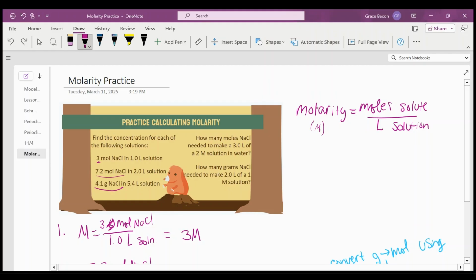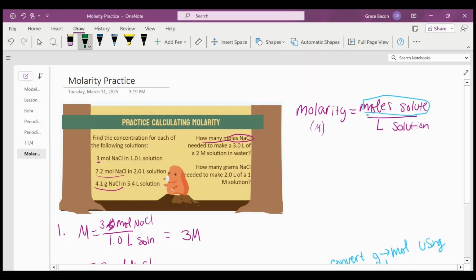So what we need to do is keep our same equation here, but it's asking me how many moles of solute do I need? So I'm going to take this equation and solve it for moles of solute. This is what I want to isolate, get by itself. Just like in algebra, right now this is being divided by liters of solution.